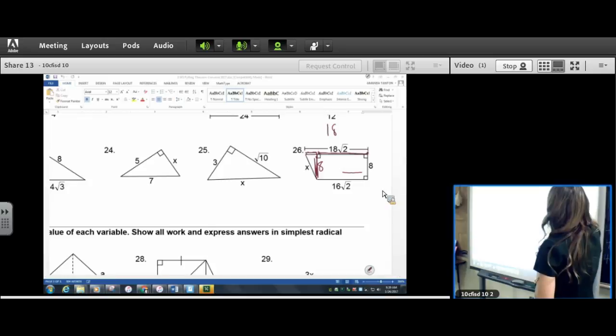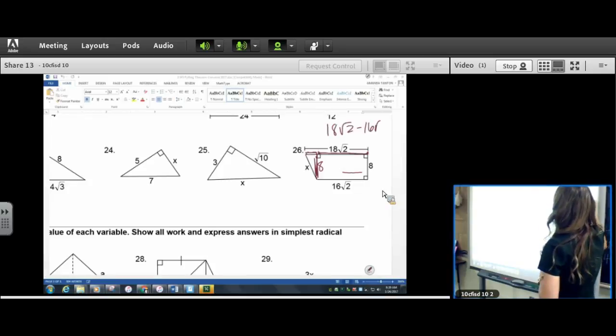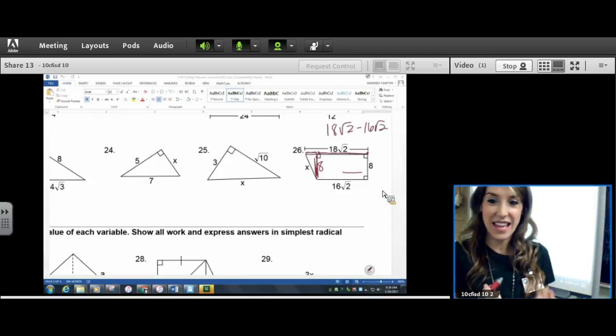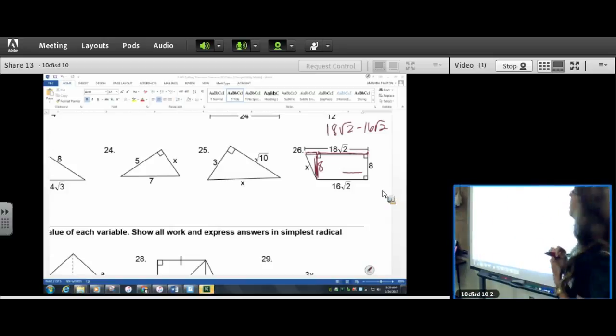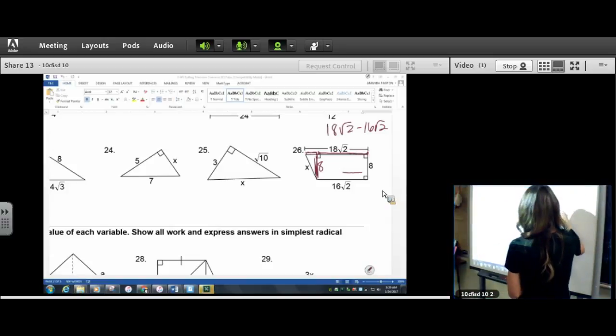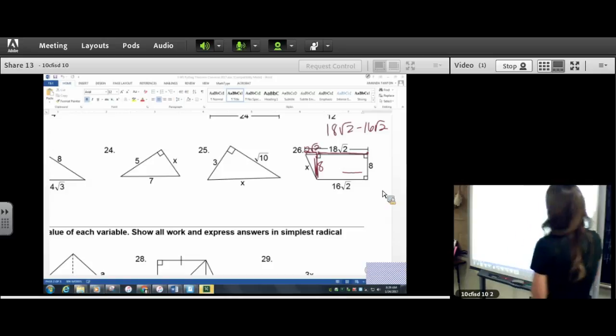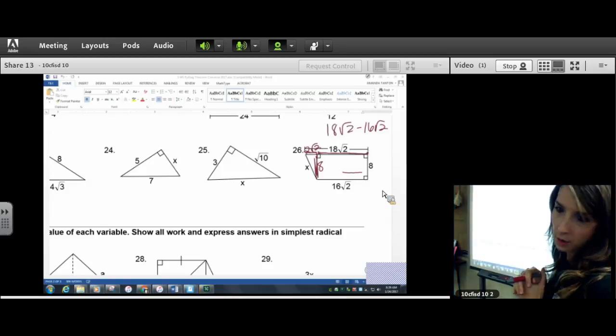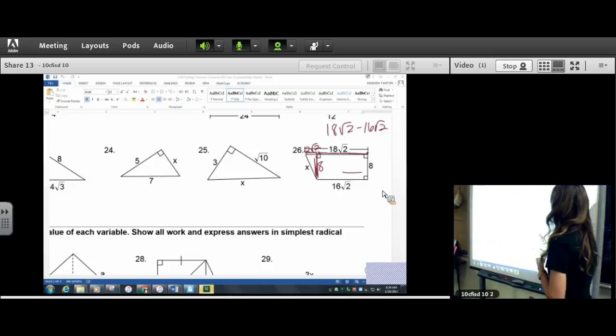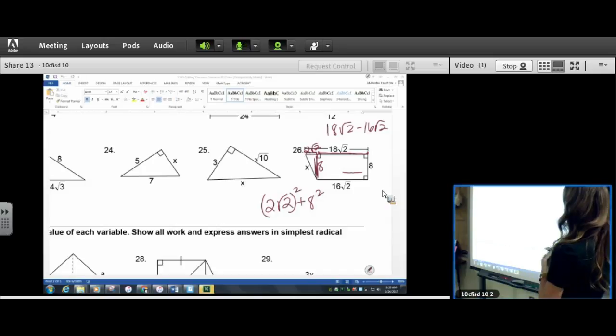That's the whole reason we learned how to add and subtract radicals. It's for stuff like this. 18 root 2 minus 16 root 2. 18 minus 16. 2 root 2. So, Pythagorean theorem. A squared plus b squared equals c squared.